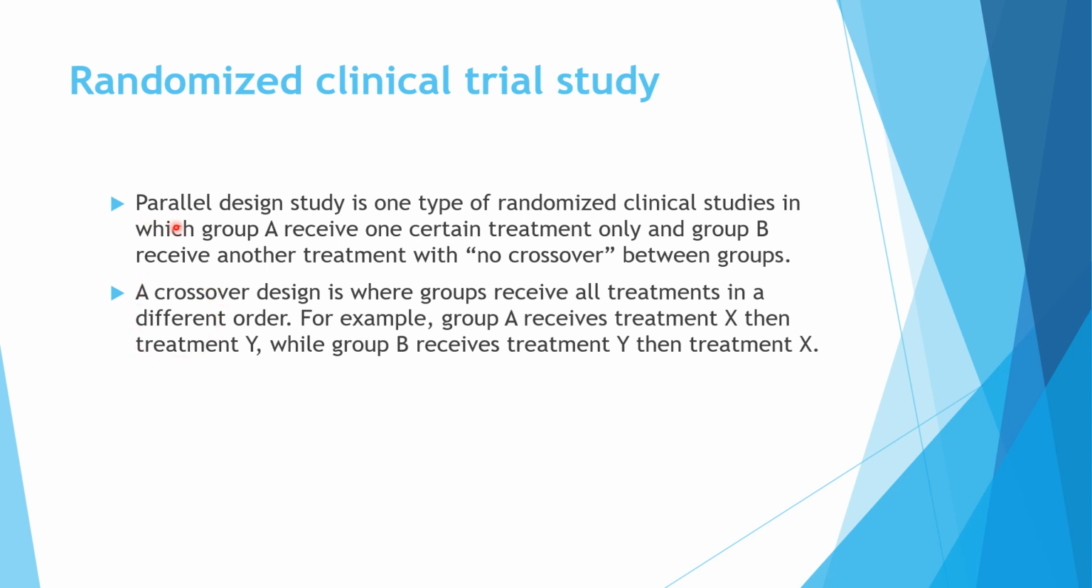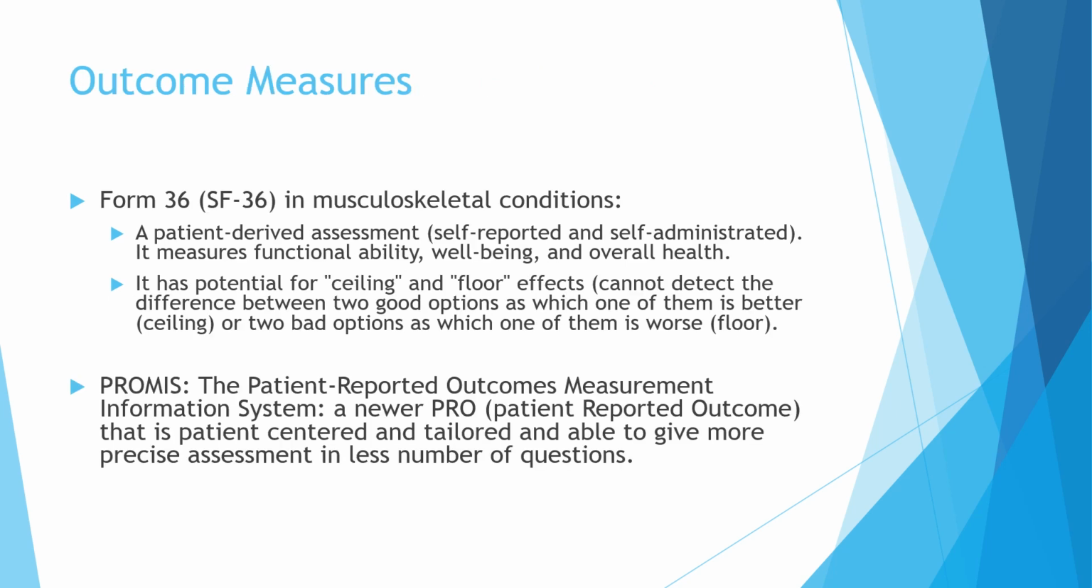So the parallel design, this is the one that is mainly used in orthopedics, in which, for example, you have two treatment groups. Each group will have a different treatment option, and there is no crossover between them. In the crossover design, you have, for example, two groups, and each of them will have the two treatment options, but in a different order. Let's talk about outcome measures, which are used in orthopedic research.